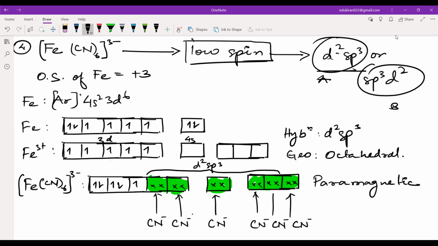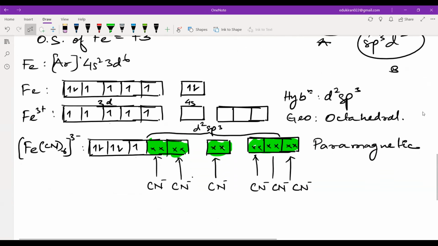And low spin means what? Low spin means that you have to have the d2sp3 configuration. Now, to have d2sp3 configuration, what you need to do? You need to pair only, na? There is no other chance left then. Yes or no? Yes, sir. Okay, so let me give you one question. Are you done, guys? Yes, sir.